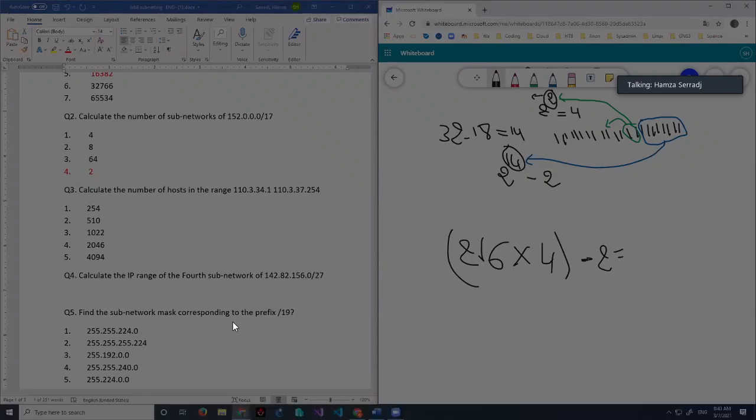That's gonna give us something: 256 times 4 minus 2 equal 1022. Right? Did you get it? Just Quran?